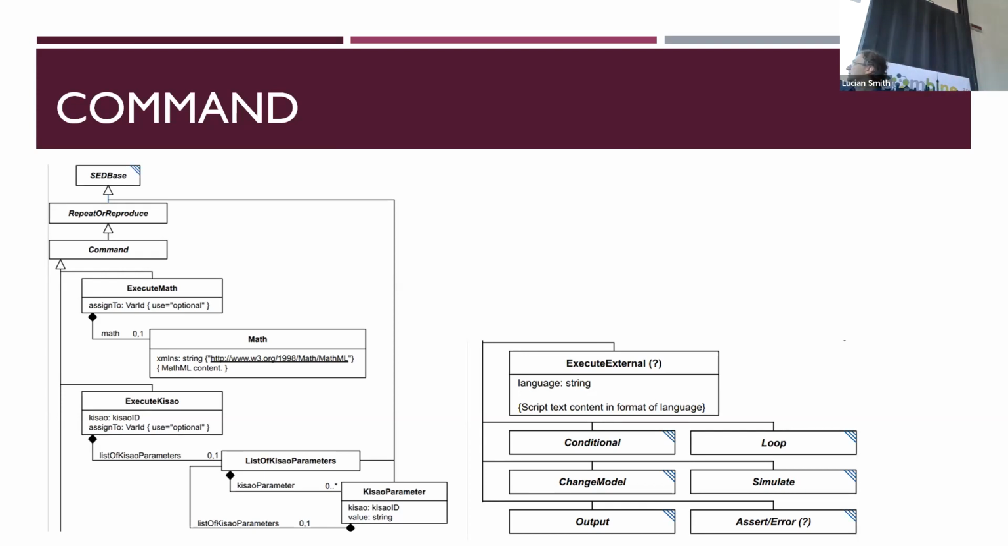And then here's all information. These are commands that are specific to this version of SED-ML, like conditionals and loops, and then change model, which we've talked about, simulate, which we've talked about somewhat, and output, which we haven't yet. And then I didn't do anything more than just say maybe we should have an assert or an error command. But if we did, that's where it would be.